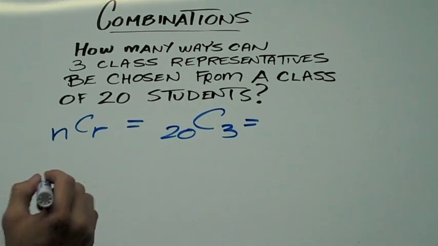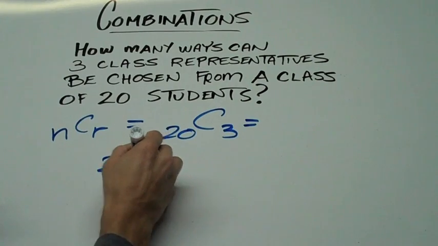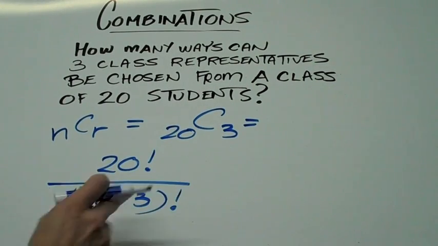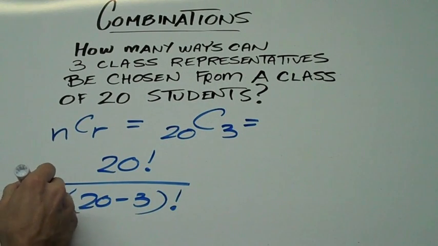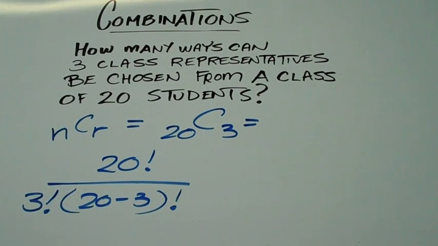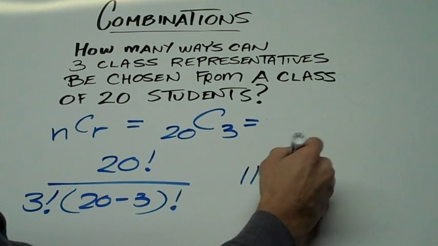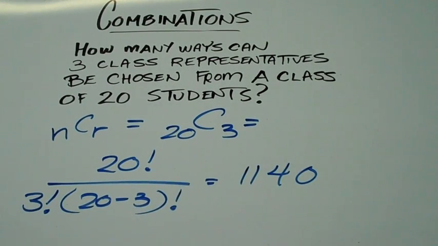Which, of course, according to our formula, is 20 factorial divided by 20 minus 3 factorial, which we simplified as 17 factorial, times, in the denominator, 3 factorial. Ultimately, this gives us 1,140 different ways.